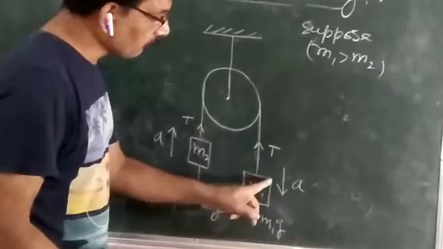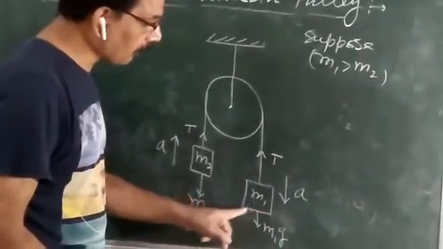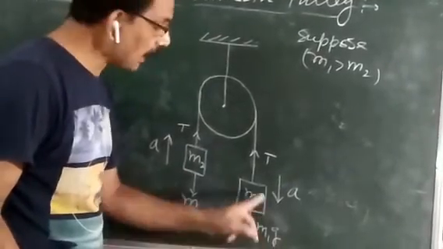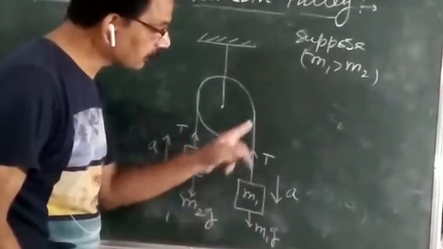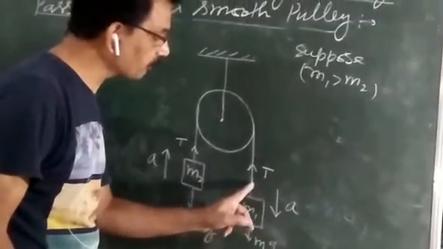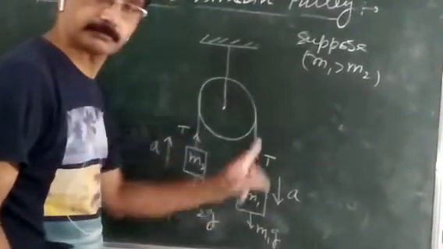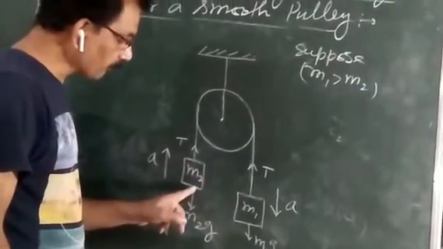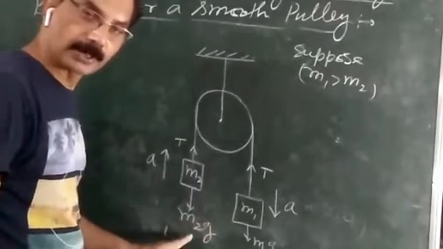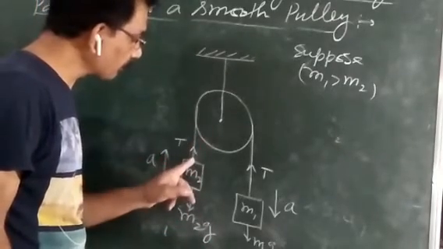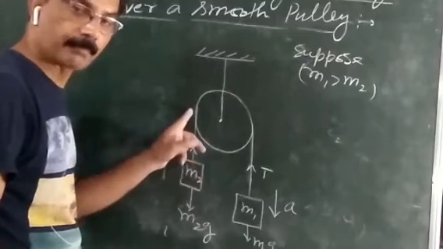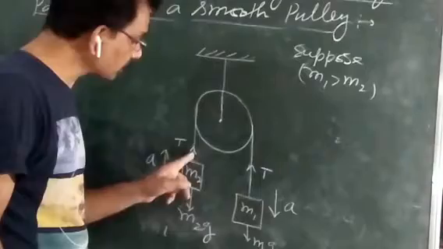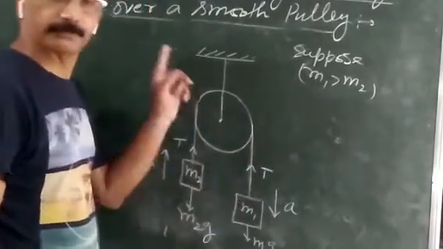So in this case, the mass of this block is M1. So its weight M1g will act downward, and this string becomes tight. So a tension is developed in the string which will act in what direction? Upward. Similarly, for this mass M2, its weight M2g will act downward, and tension in this segment will also act in what direction? Upward. And both tensions are the same. Why? Because the same string passes over the pulley.